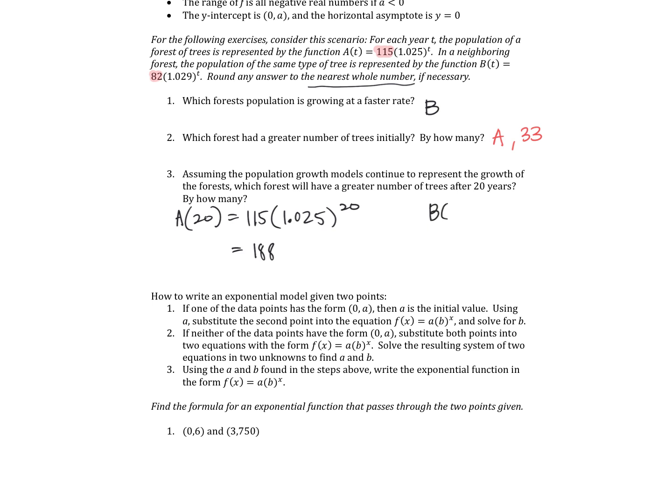And then in forest B, we want to substitute in 20 for the years as well. So that would be 82 times 1.029 to the 20th. And when I put that in my calculator, I get 145. Okay, and so after 20 years, forest A will have the most trees. And then it says by how many, so we just subtract 188 minus 145, and we get 43 more.